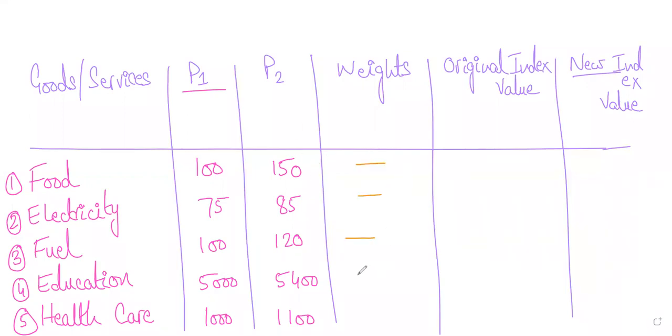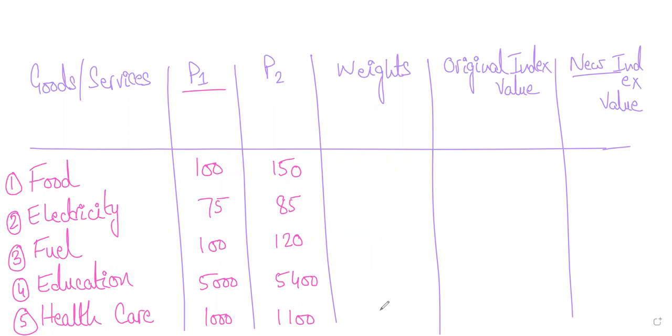Now, out of these 5 items, we have to assign weights, and weights are always out of 100%. Are you guys getting me or not? Okay, now think about this.